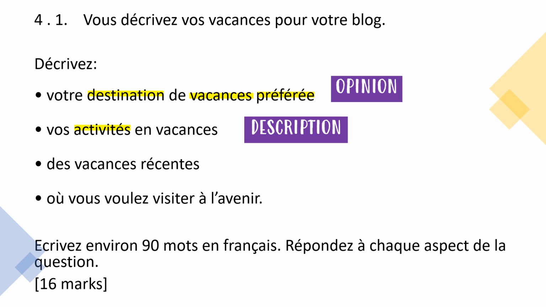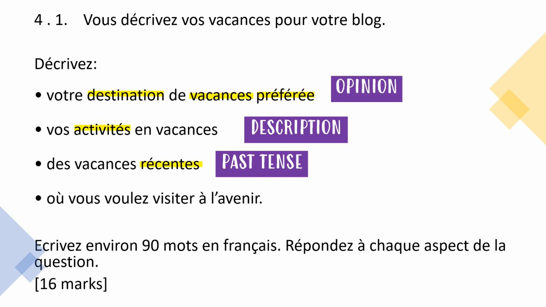Now, bullet points 3 and 4 always include tenses. And your key word here is récente, des vacances récentes. So récente obviously means recent. So it's talking about the past tense. So your recent holidays. So this is the bullet point where you need to get in at least 3 examples of the past tense to prove that you can use the past tense accurately.